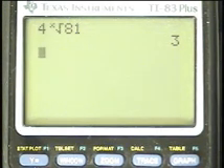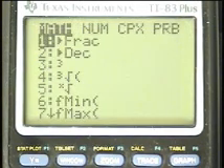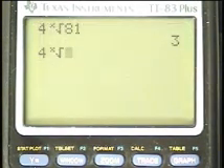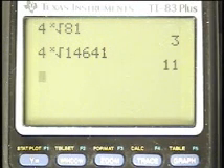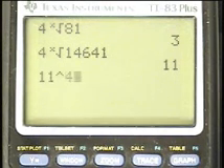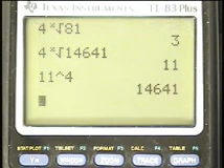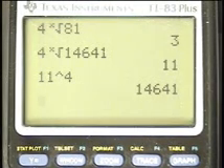Let's see another example. We could do the fourth root of 14,641. Something that we can't necessarily see as easily as the fourth root of 81. Gives us 11, because 11 to the fourth power is 14,641.